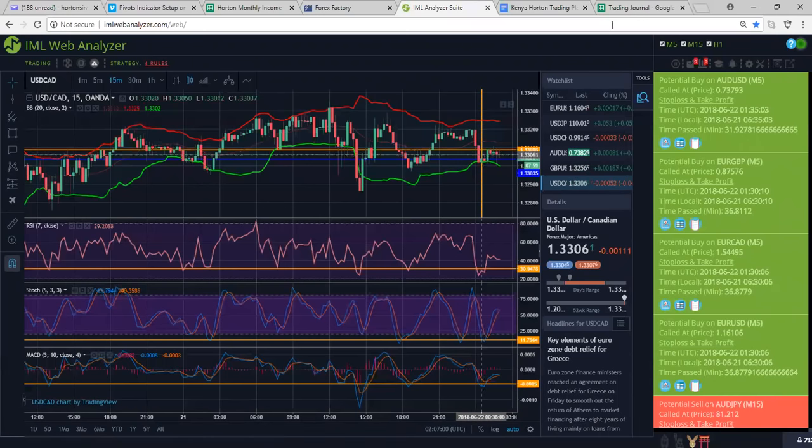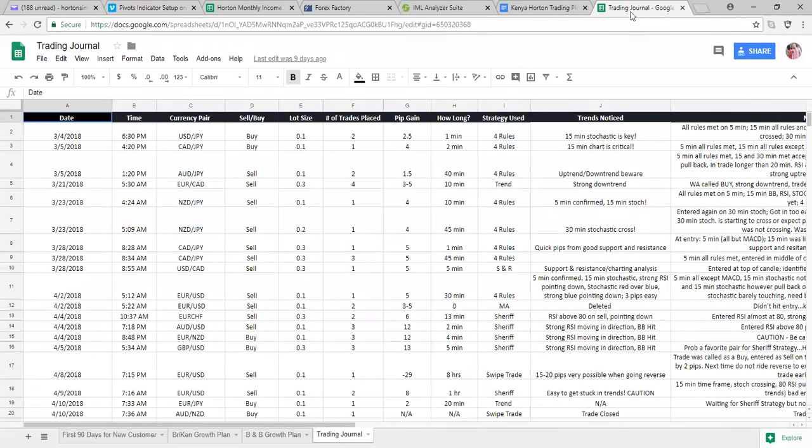And one of the things that you want to do, I want to show you something really quickly. Can someone type in the chat for me? Do you see my trading journal here on the screen? Can you see a trading journal, or do you still see the web analyzer? Just type yes if you see the trading journal. Okay, awesome, thanks. So this is what you want to do.